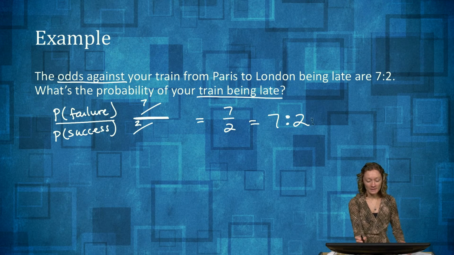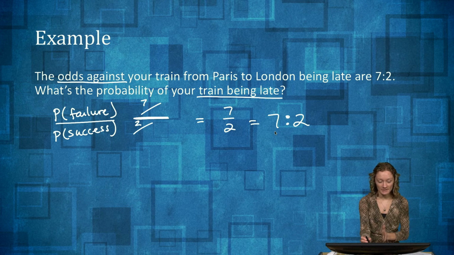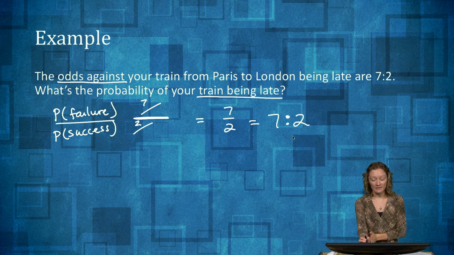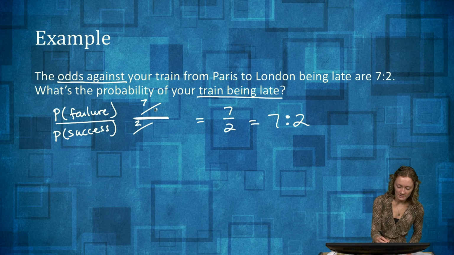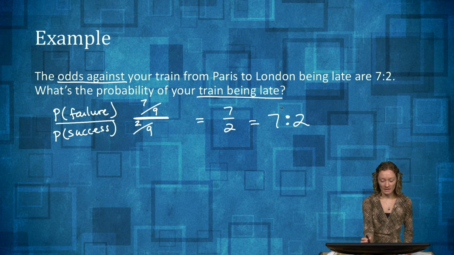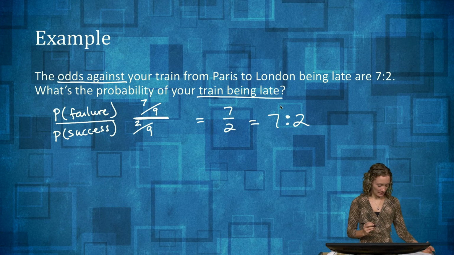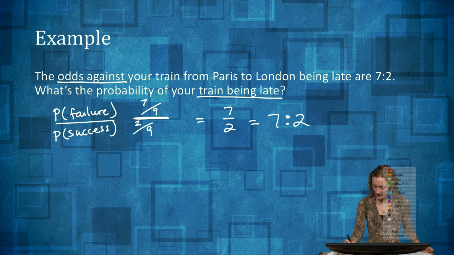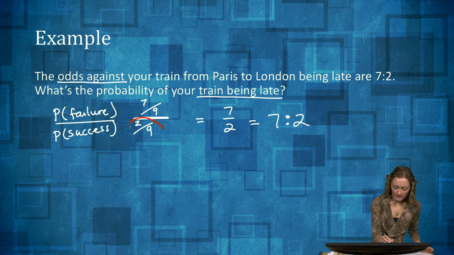Well, remember that odds is a cycle. For every 7 times it does not happen, there will be 2 times that it does happen. That's a cycle of 9 times, so that's your denominator. 7 out of 9 times it won't happen, 2 out of 9 times it will happen, the event being your train being late. So our final answer is 2 over 9.